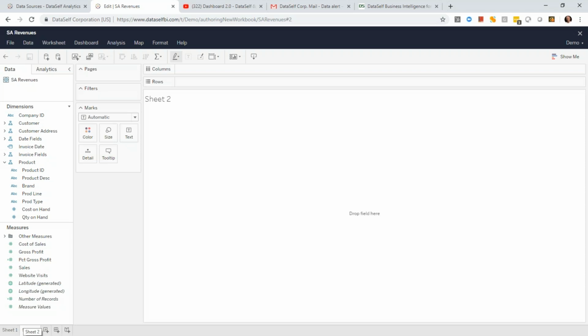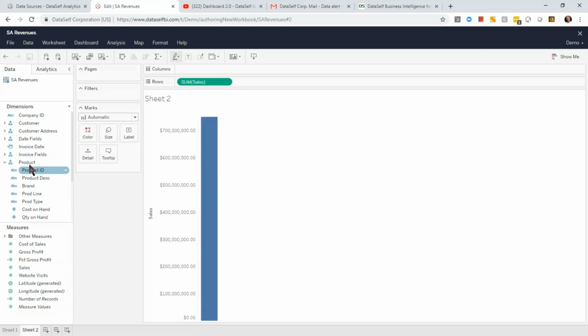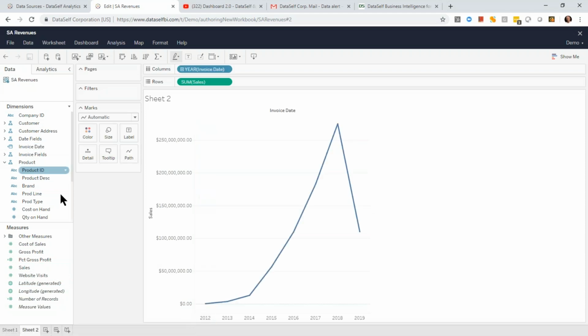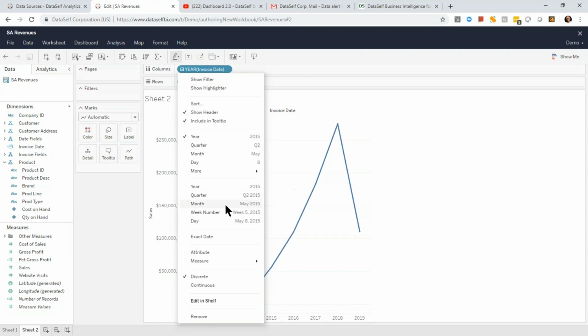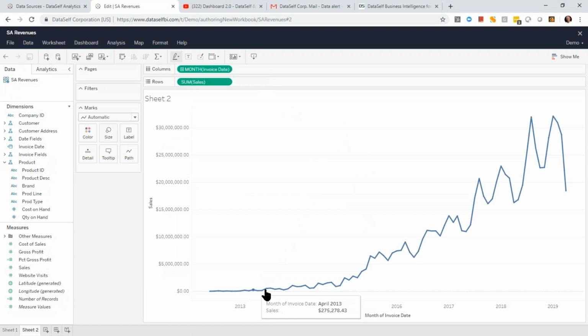And once we linked, that was a technical job done one time. Now every day the system is refreshed. As a business person, I just have to drag and drop. So I'm going to double click sales. I'm going to double click invoice date. So right now I'm seeing sales on a yearly basis. I actually want to see this on a monthly basis. I'm going to choose the month bucket instead. So right now I'm seeing sales on a monthly basis, my whole company history.